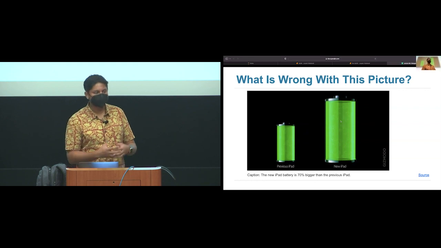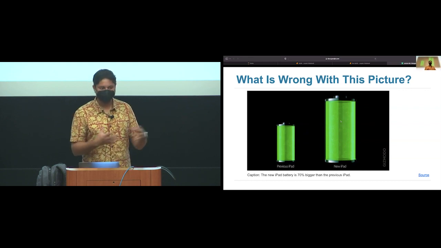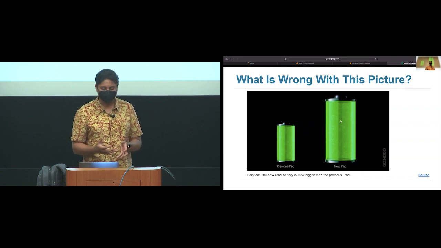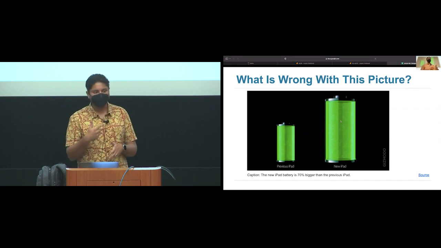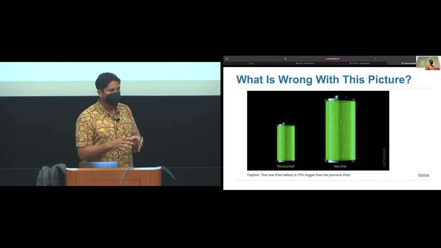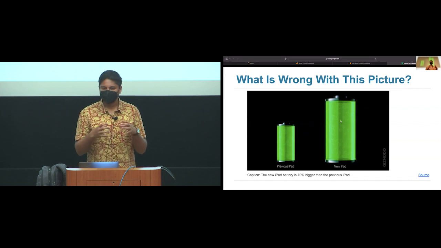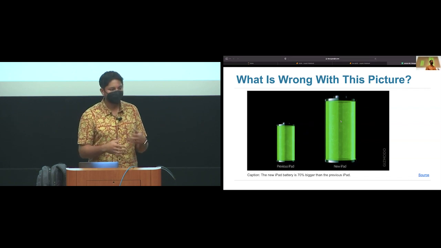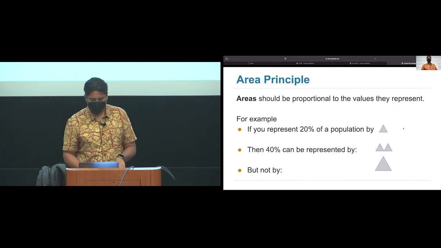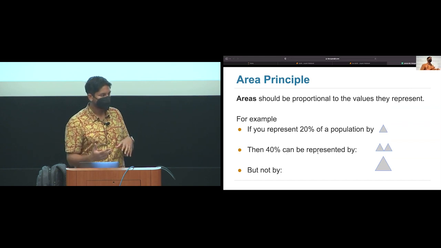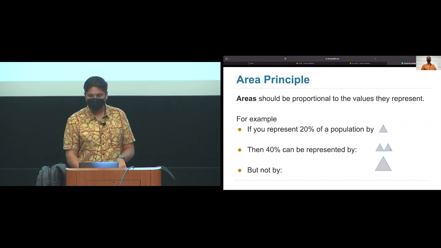So this is making the change really dramatic, and it's not an accurate representation. And so this goes back to the idea of area being the source of all truth. You want area to represent how big something is relative to something else. If a visualization is not doing that, then it's not accurate. And so a good way to simplify this is if you're representing 20% of a population with a little triangle like this, then 40%, which is twice as much, should be 2 triangles effectively.